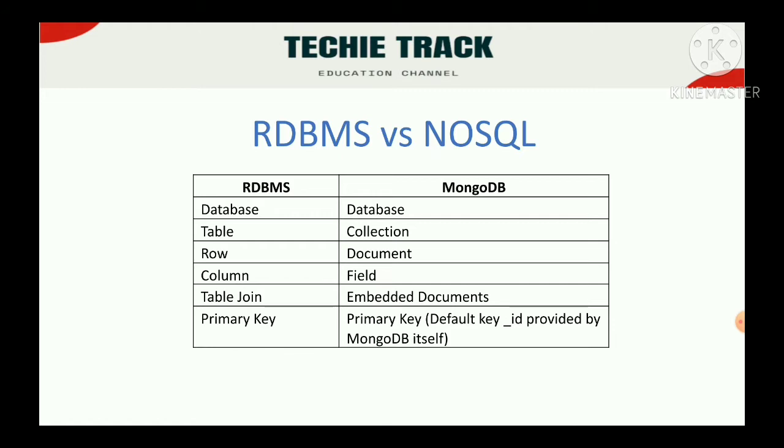Here it will be stored in JSON format, and we are using the inner join and outer join concept in RDBMS. Here we are using embedded documents. As usual, we use the primary key and foreign key relationship in RDBMS. In the minimal way, we create the primary key as a default key ID that is provided by MongoDB itself. That is called the primary key in MongoDB. This is the difference between RDBMS and a NoSQL database.